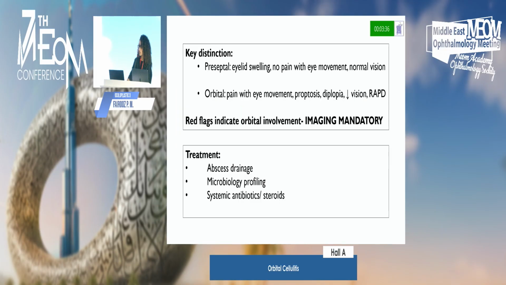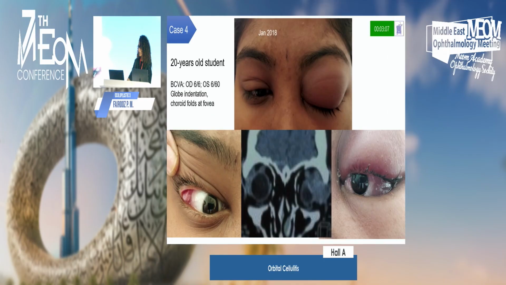So the key distinction in an inflammation which is infective is that you have to differentiate between preseptal and orbital. Orbital: pain with eye movement, proptosis, diplopia, reduction in vision. And when you have these red flags, imaging is mandatory, even when you find that it's a progressive preseptal cellulitis. Treatment: abscess drainage, I believe in that. Microbiology profiling, and steroids is something that I add because we have very, very vital structures in the orbit.